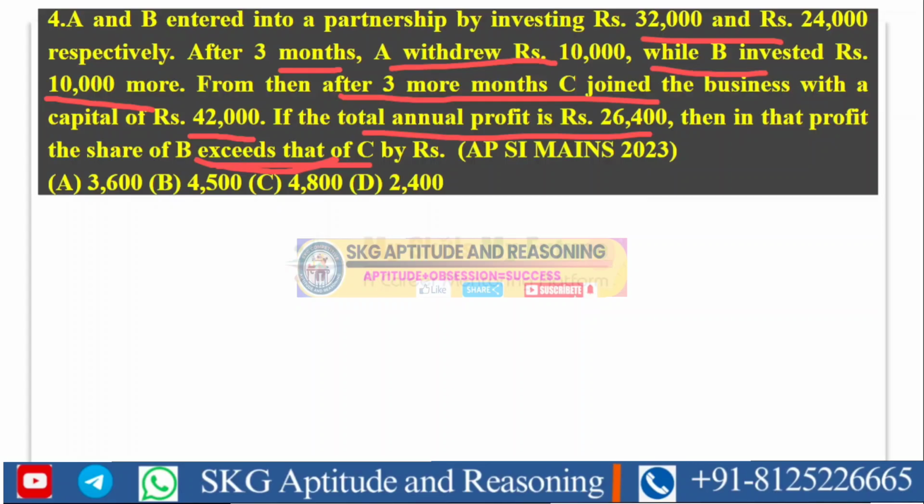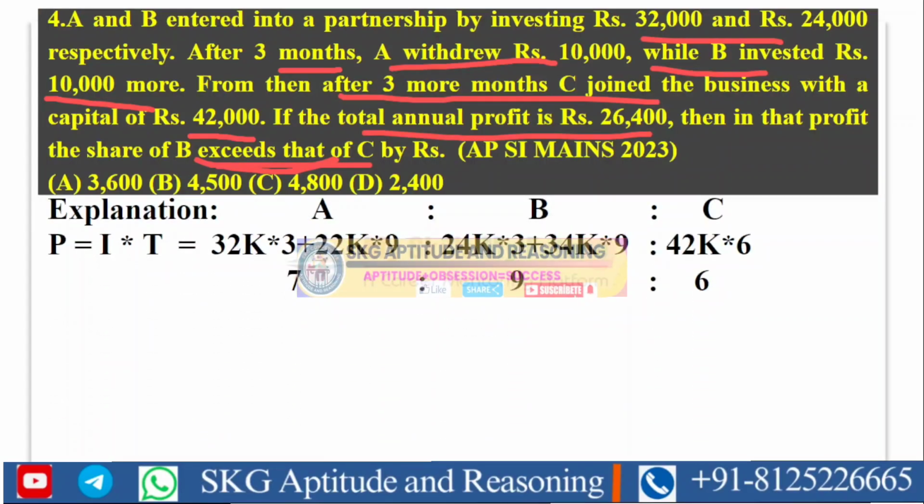So let us try to arrange the question here. We are writing both the profit and investment. Initially A invested 32,000 for 3 months, and later he withdrew 10,000, so now he has only 22,000 for the remaining 9 months. Next, B initially invested 24,000 for 3 months. After 3 months he invested 10,000 more, so now he is investing 34,000 for the remaining 9 months.